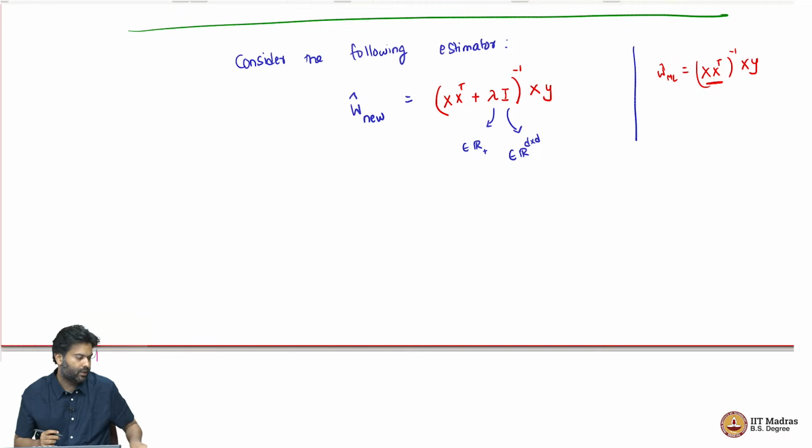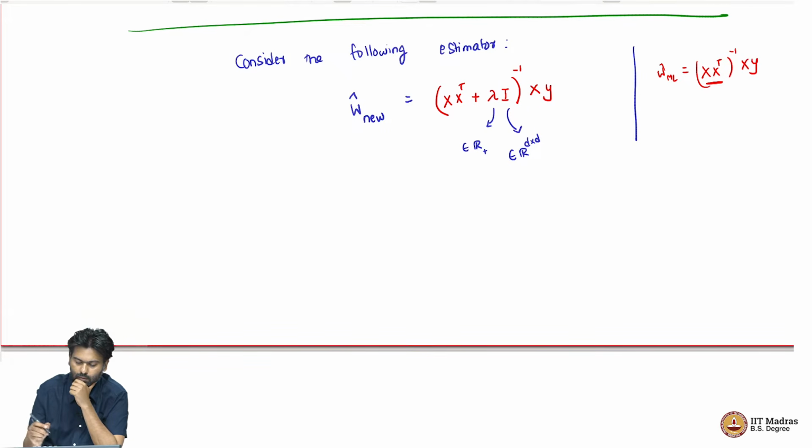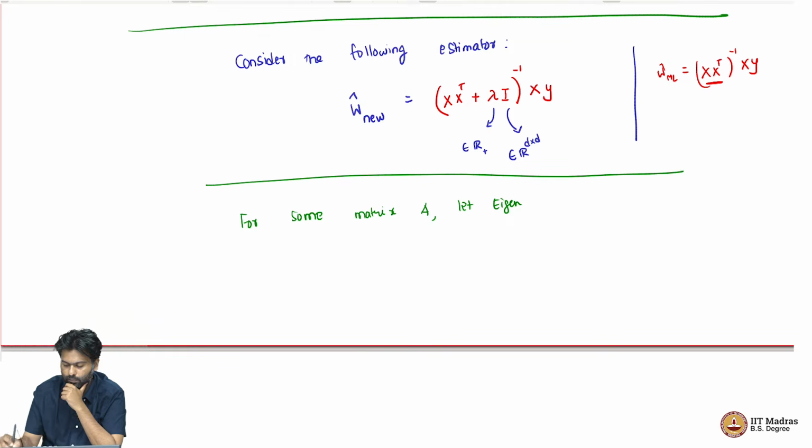How does that help us, right? So for some matrix, let us say any matrix A, let the eigenvalues be lambda 1 to lambda d.